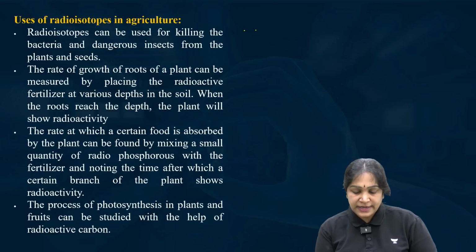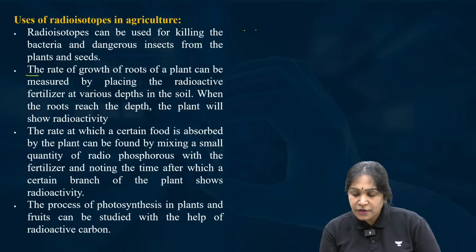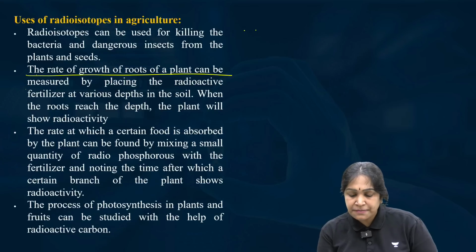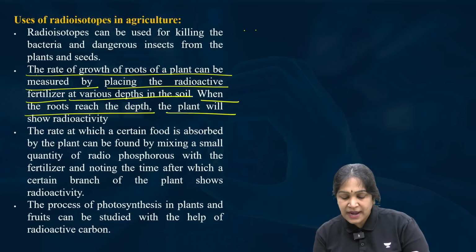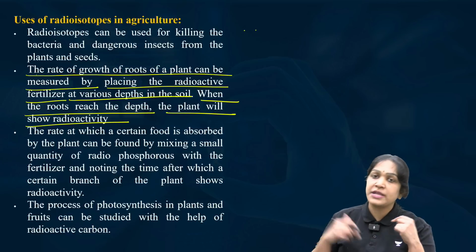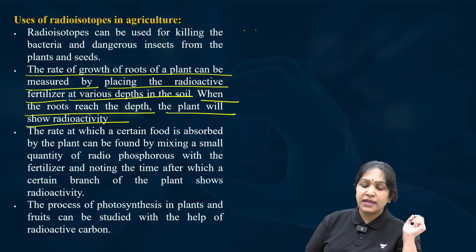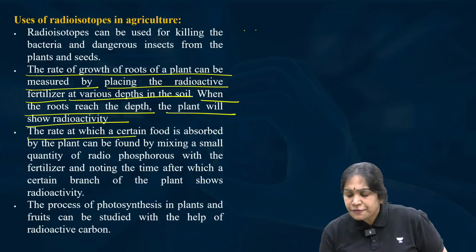Okay, so let us summarize it here. The rate of growth of roots of a plant can be measured by placing the radioactive fertilizer at various depths in the soil. When the root reaches that particular depth, the plant will show radioactivity. Okay, if the plant shows all the 3 types of radioactivity, it means the plant has grown till 3 meter long, like that. Next, the rate it with certain food.